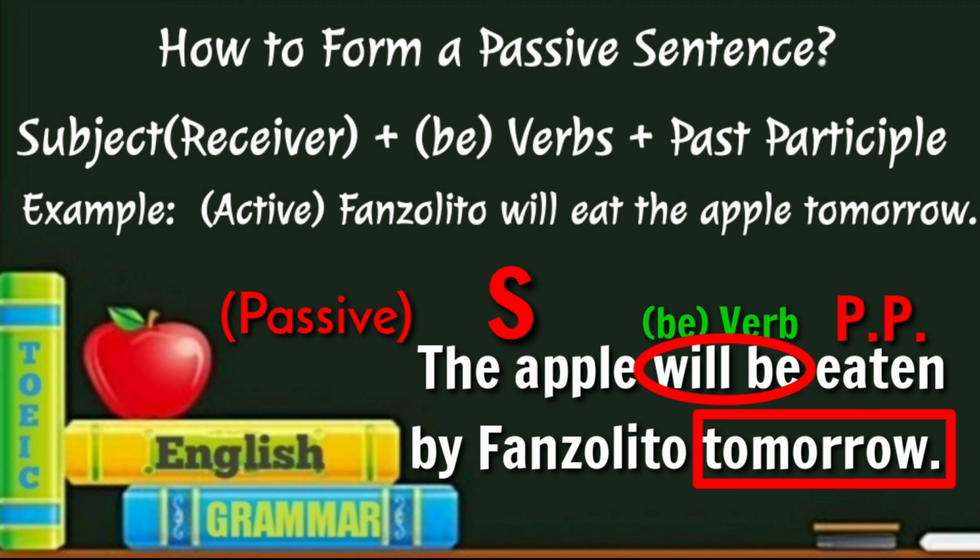Always remember, the be verbs can be changed into different forms. It can be present, past, future, present perfect, present continuous, and so on. So it really depends on what time you're trying to express. This is how we form the passive sentence.